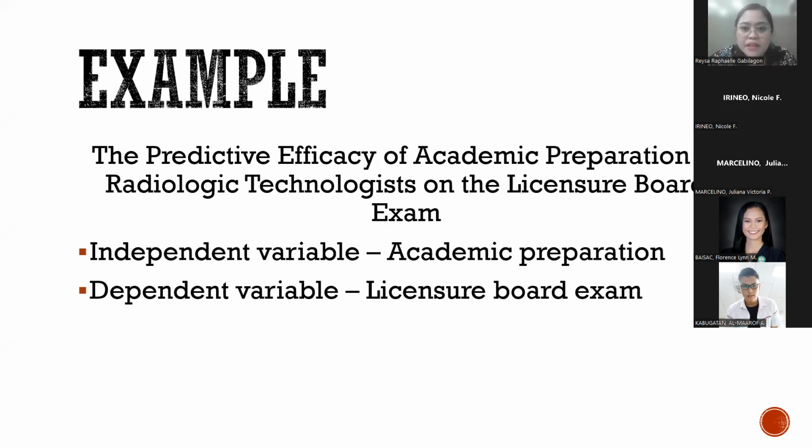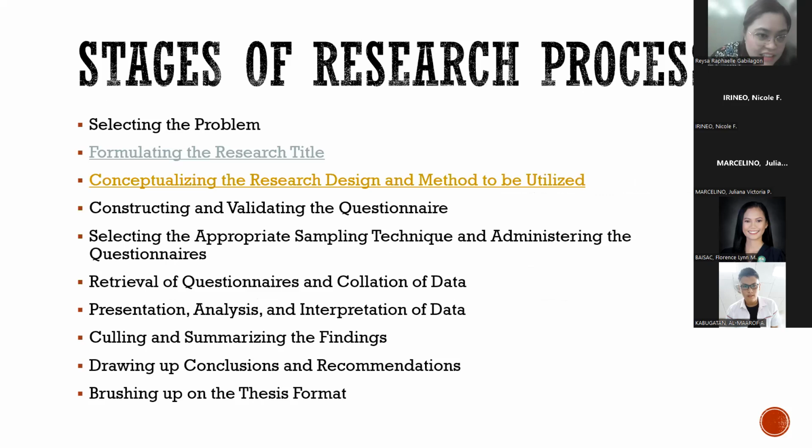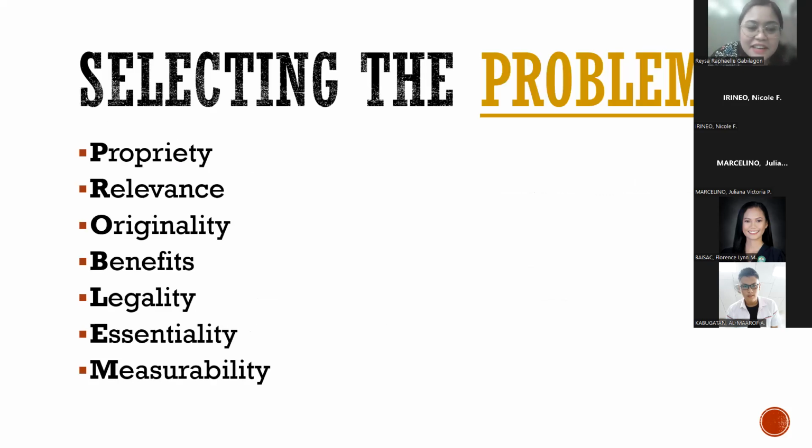And at the same time, it is not really necessary to include the date and the place or the locale of the study. So kaya nga sa study na ito, hindi naman nakalagay kung sino ba itong mga radiologic technologists na ito, yung mga nag-work ba sa Jensen or saang lugar ba. Hindi na siya sinasali sa title. But that is included in the scope and the limitation. Okay? So I think since I was formulating the research title, I skipped this one, selecting the problem, which is actually the first step.